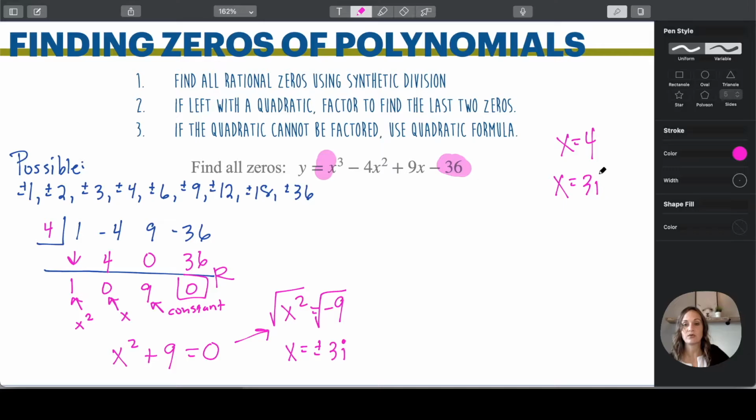So x equals 3i was a 0, and based off of the conjugate theorems that we have discussed, the negative 3i, both of them come in pairs. And we found 3 answers. The highest degree was a 3, so we found all of our answers.